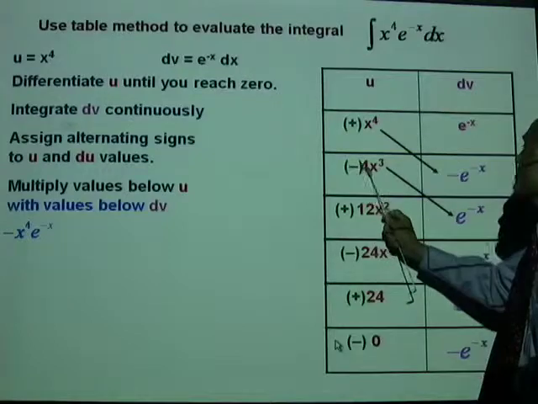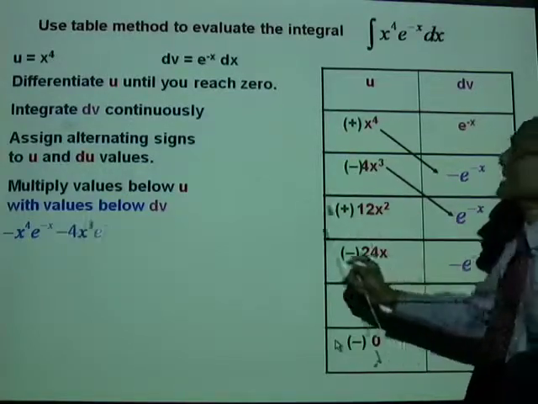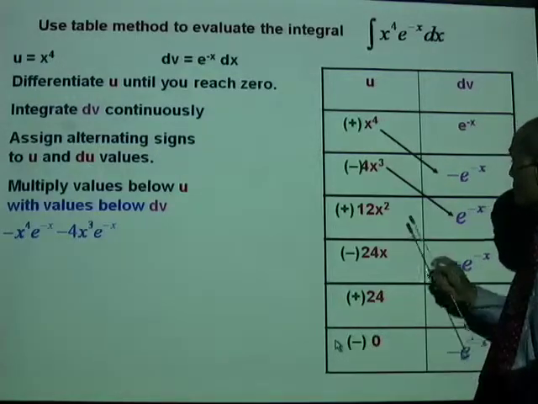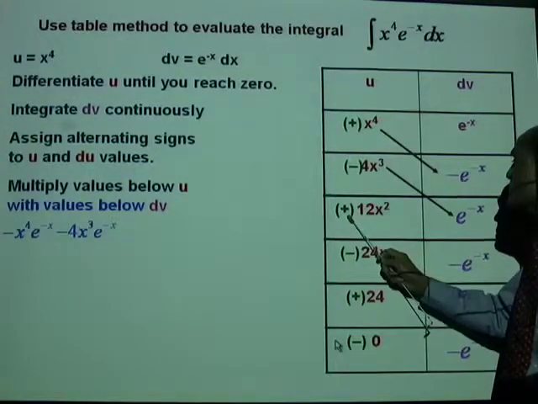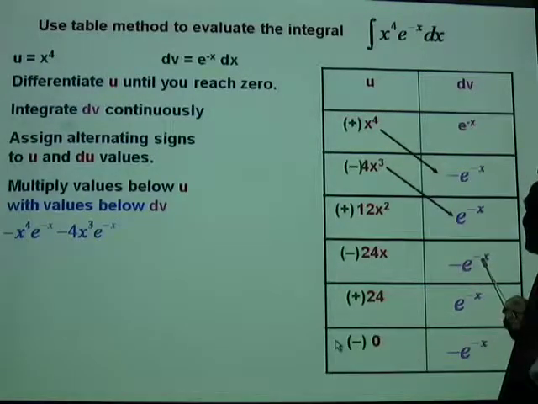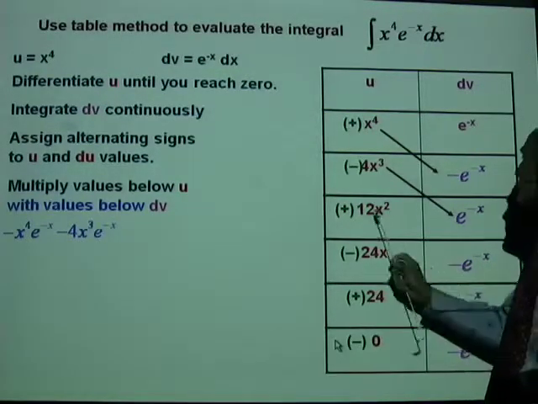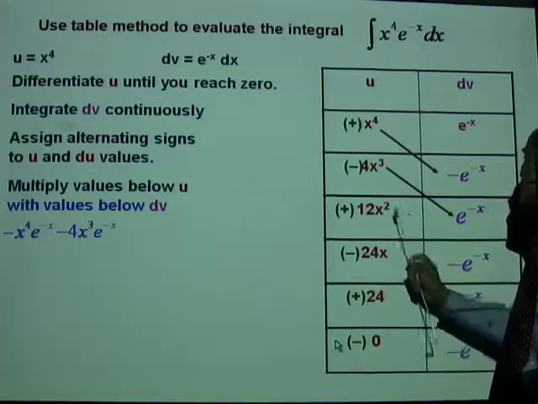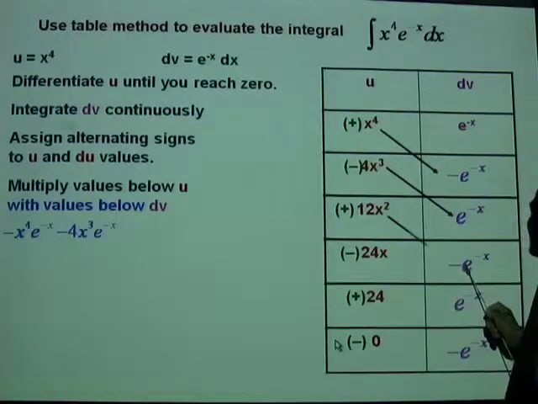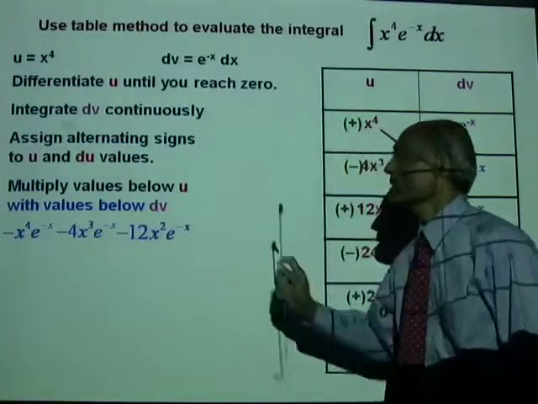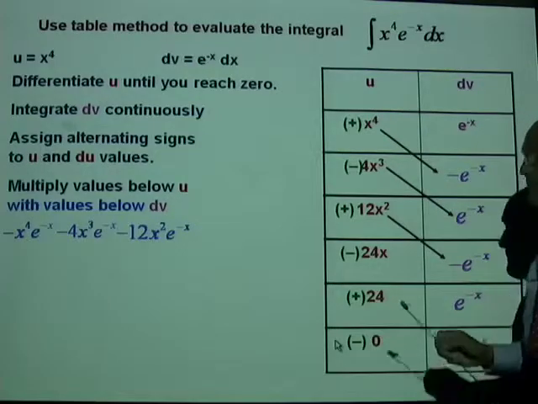That would be minus 4x cubed e to the power of negative x. What's the third term? It will be 12x squared times negative e to the power of negative x. So that will make the expression negative. That will be minus 12x squared e to the power of negative x.